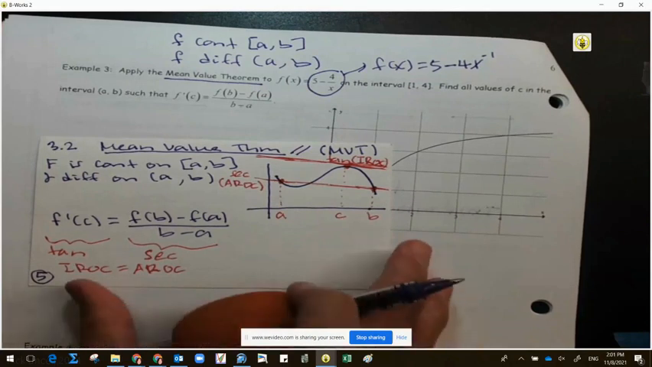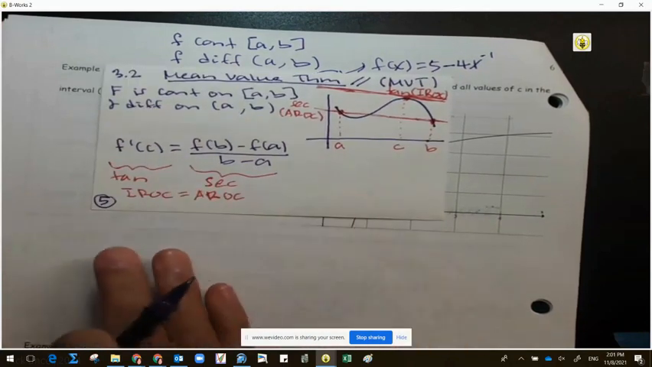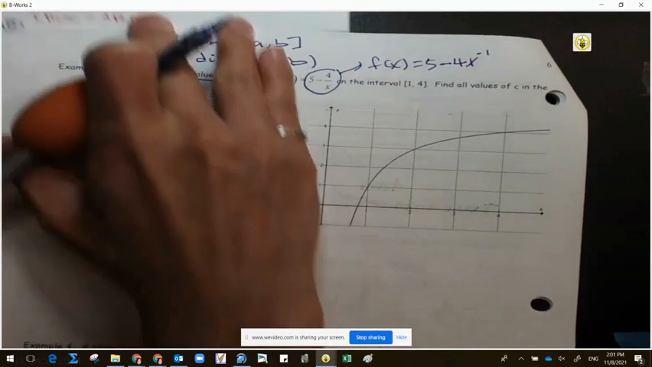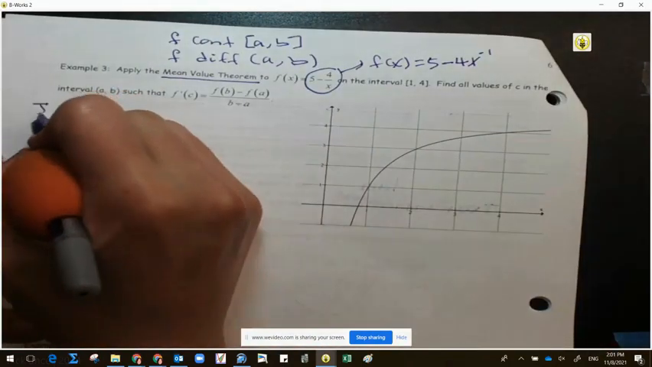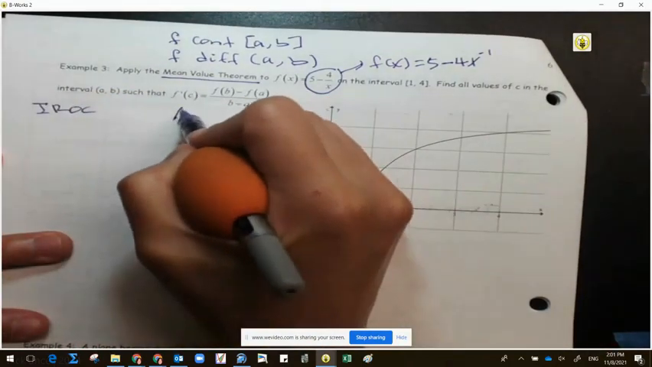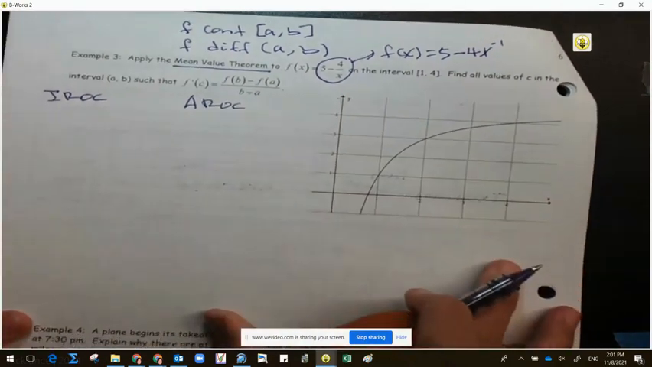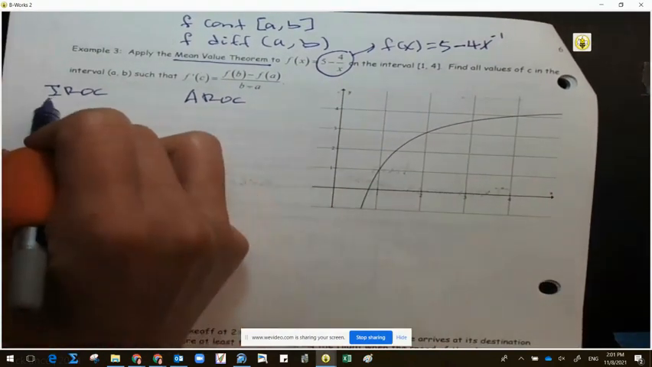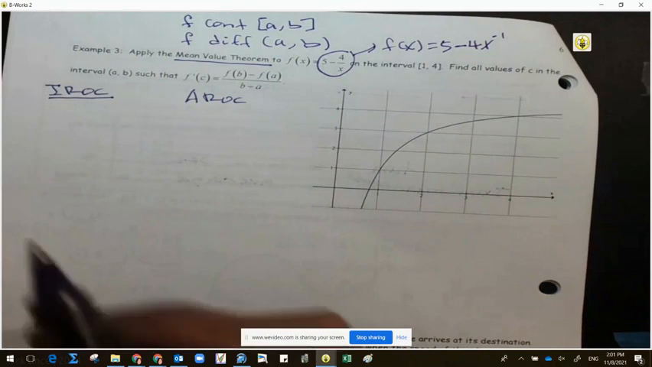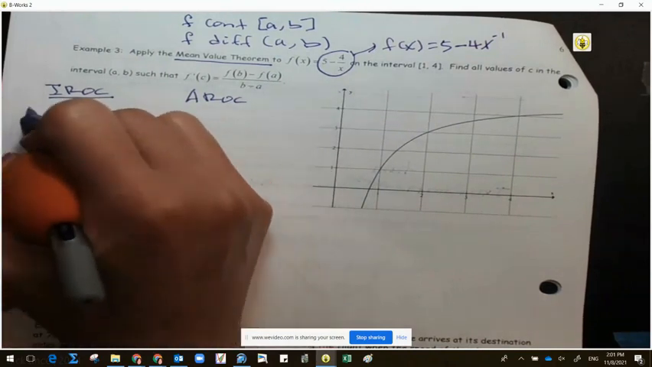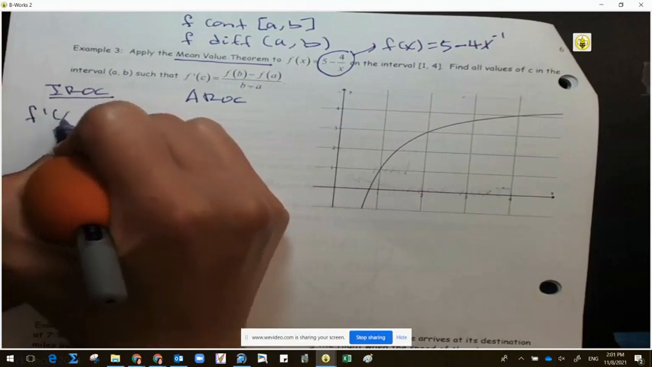So from there, we want to use the mean value theorem. And the mean value theorem says that IROC is equivalent to AROC. So let's all write out IROC on the left and AROC on the right. And we'll look at each piece individually and then put them together. So IROC is our f prime of x.